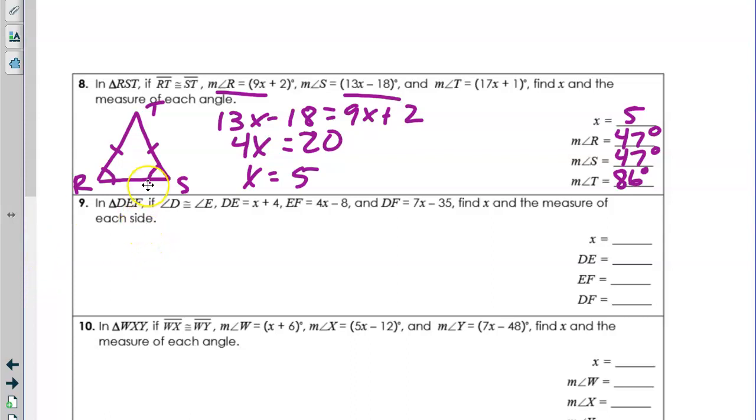Now it's telling us a triangle DEF. If angle D is congruent to angle E, then they give us the three expressions for the sides. We need to find x and the measure of each side. So what should I do first?